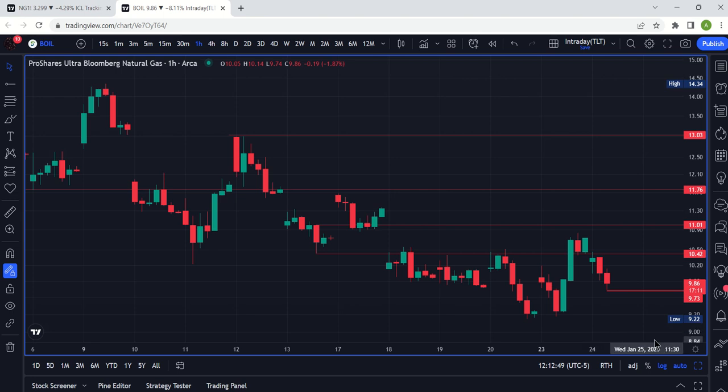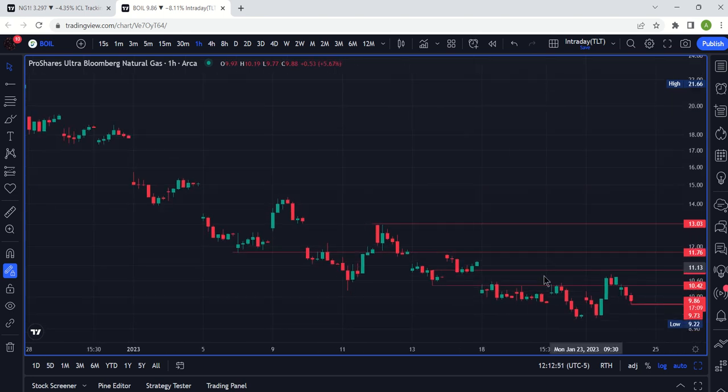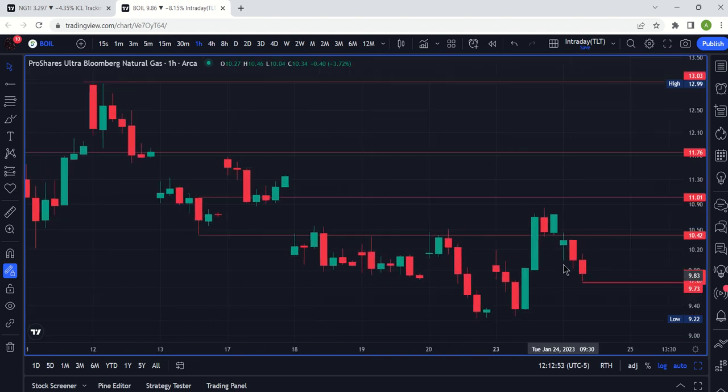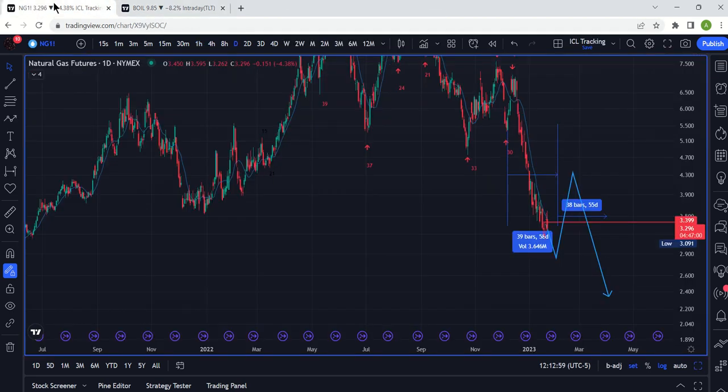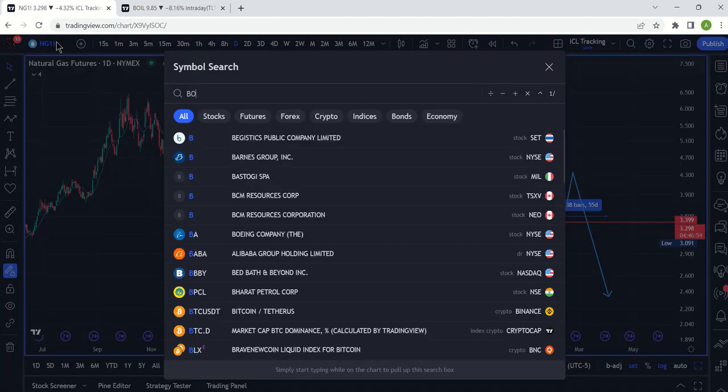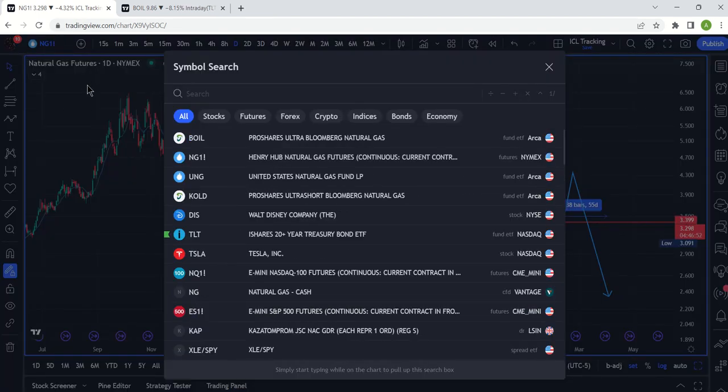That's actually not bad risk reward, right? But again, seeing the bigger picture, more likely that this thing breaks down. But let's move over to the lower time frames, but then we'll actually look at natural gas first.